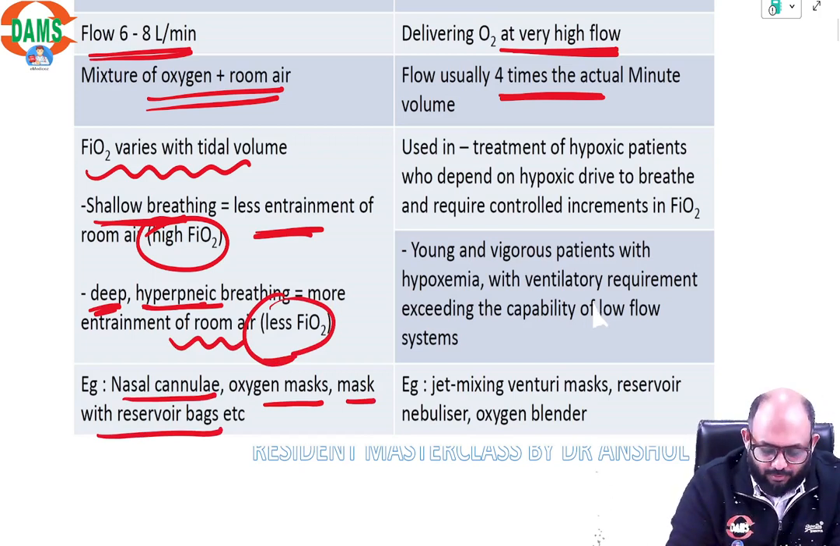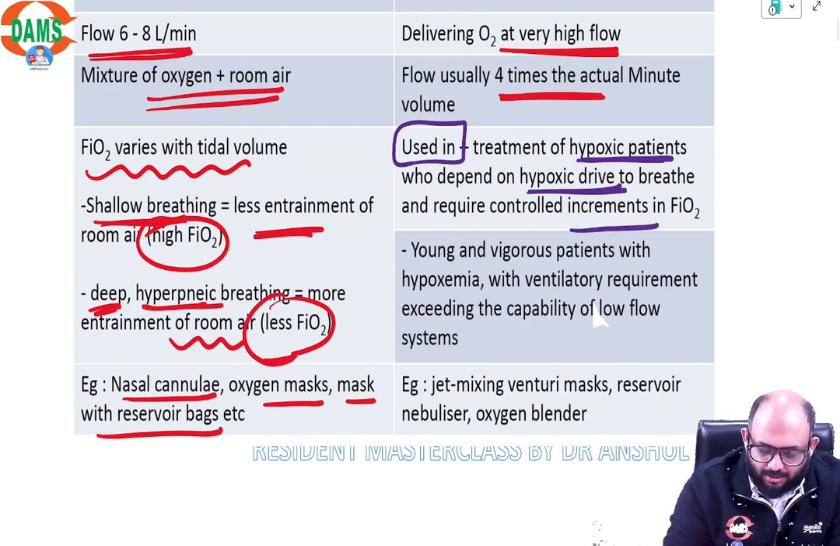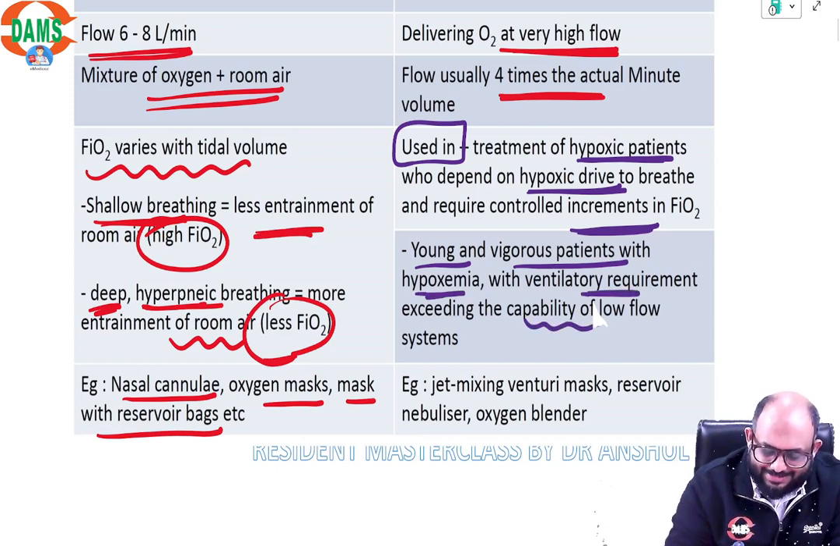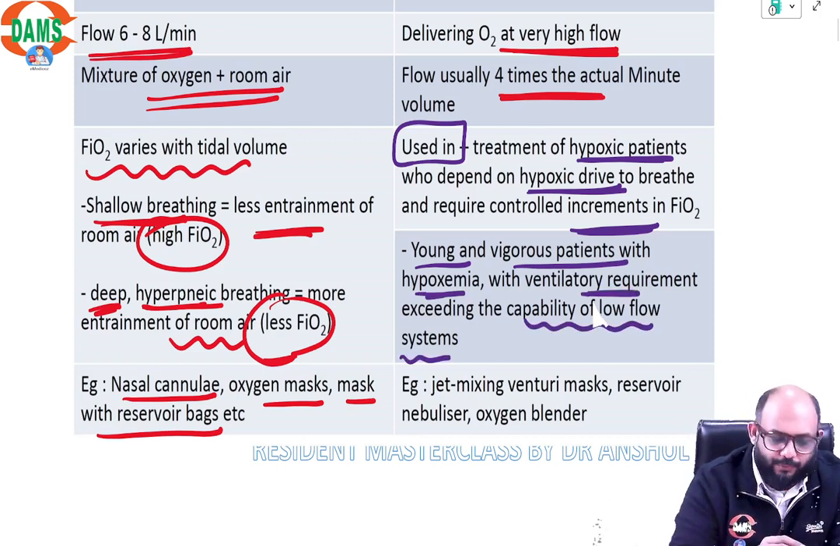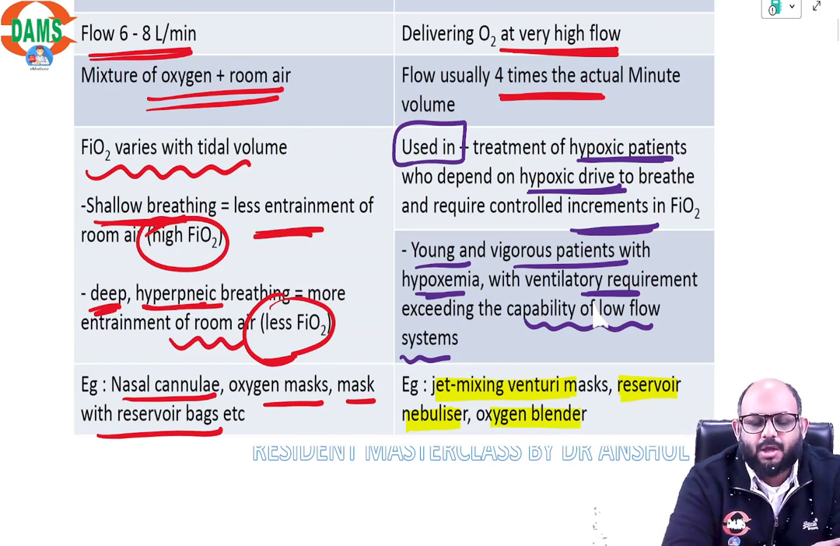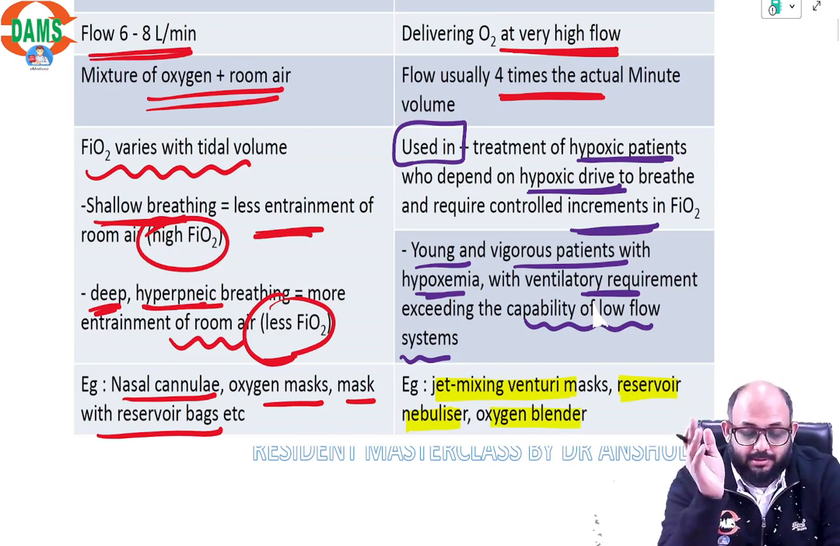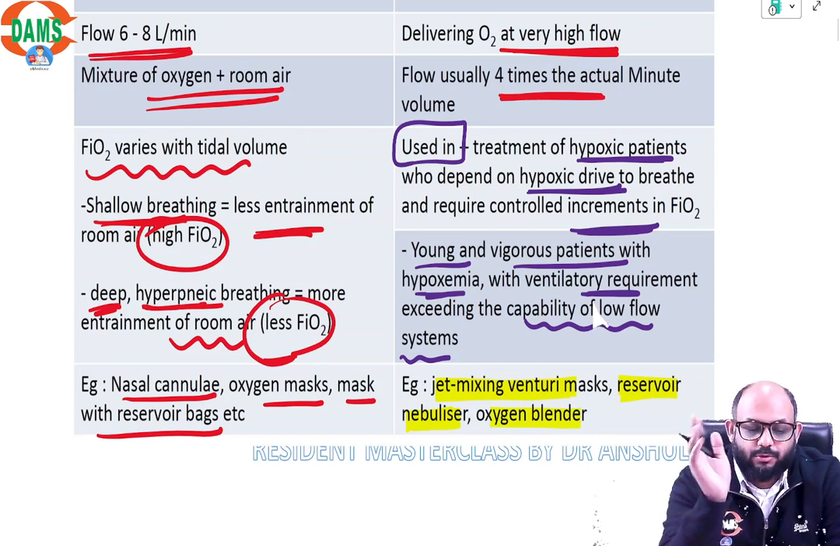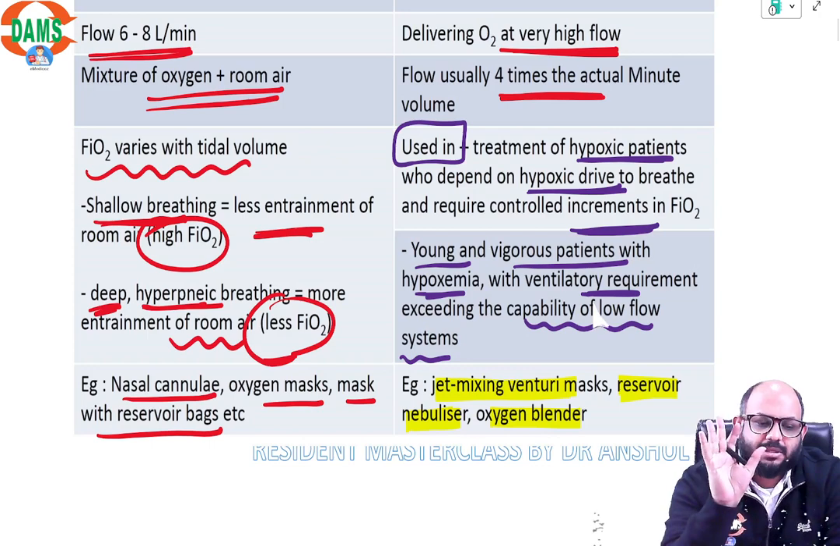High flow devices are used in the treatment of hypoxic patients who depend on hypoxic drive to breathe and require controlled increments in FiO2, and young and vigorous patients with hypoxemia with ventilator requirement exceeding the capability of low flow systems, like jet mixing venturi mask, reservoir nebulizer, and oxygen blender. So what you normally use every day in your ICUs, in your wards, is always a low flow device.